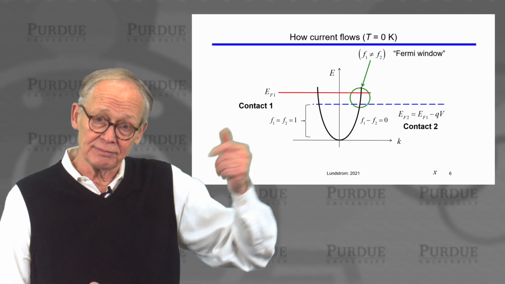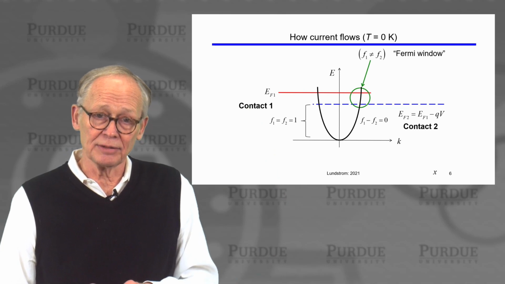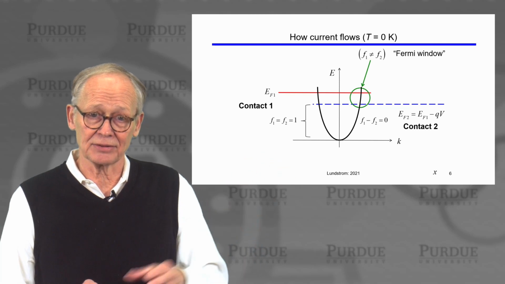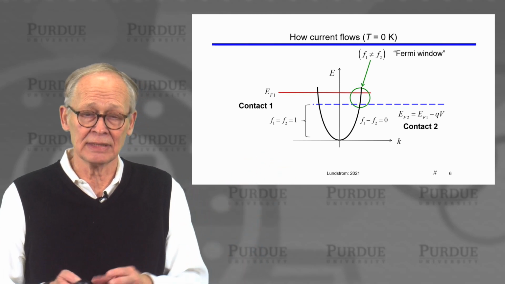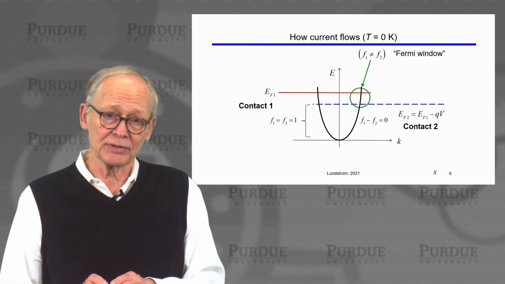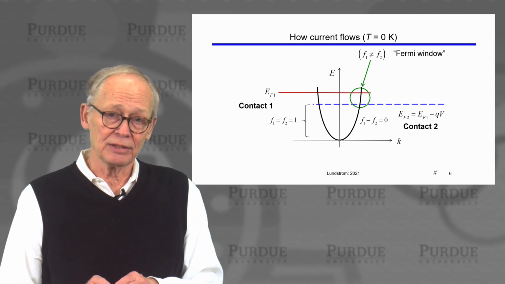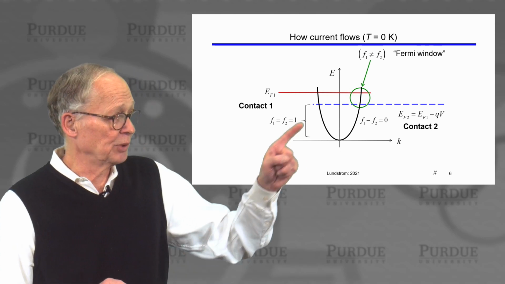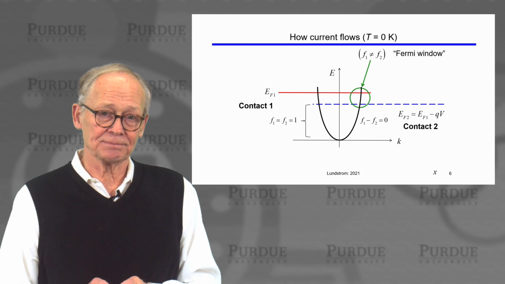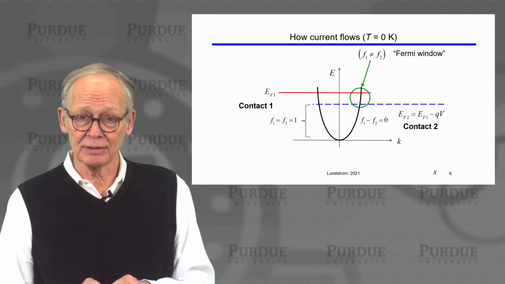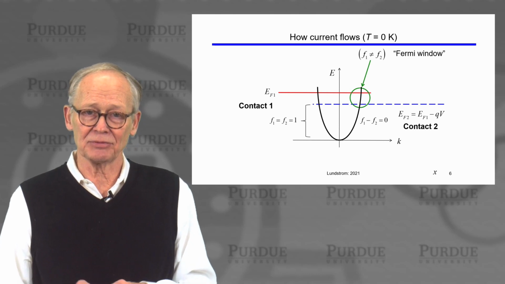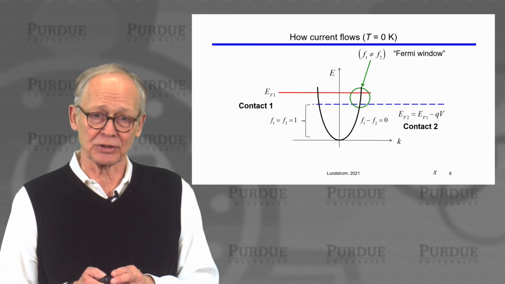If we look above the Fermi level of EF1, all those states are empty, both for contact 1 and contact 2, so F1 minus F2 is 0. And again, they're irrelevant to current flow. The only states relevant to current flow lie between the two Fermi levels. Between the two Fermi levels, the probability that a state in contact 1 is occupied is 1. The probability for contact 2 is 0. So F1 minus F2 is non-zero. That's where the current flows.